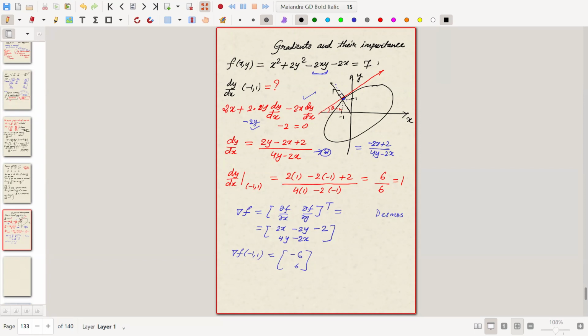If someone asks you, can you give me a direction normal to the curve? If it's a two-dimensional curve and someone asks you for a normal direction to the curve, without any hesitation you will just compute the gradient. This vector will give you the direction of the normal vector to the curve. So see that it is normal to the curve and also to the tangent. Then we will see another example based on this problem also.